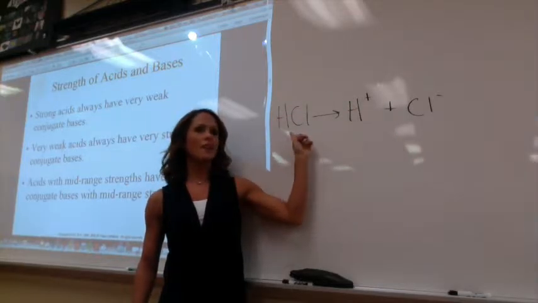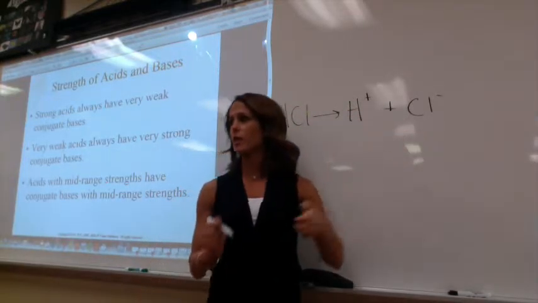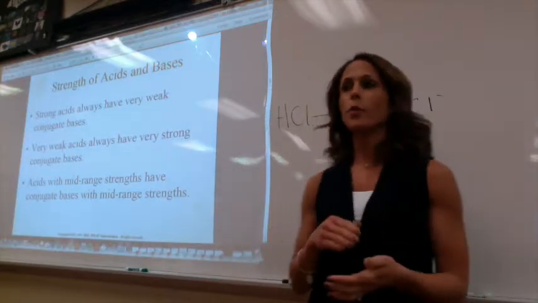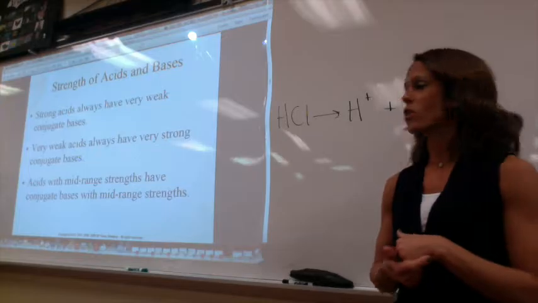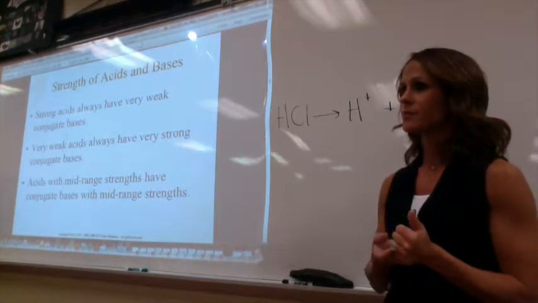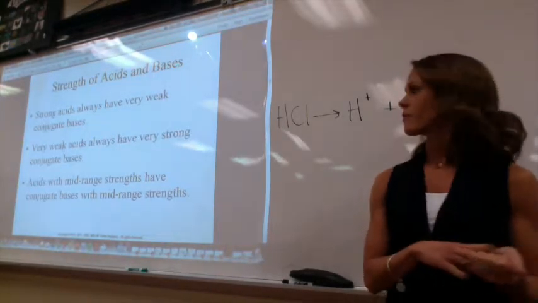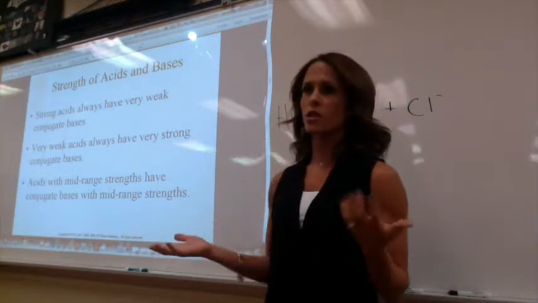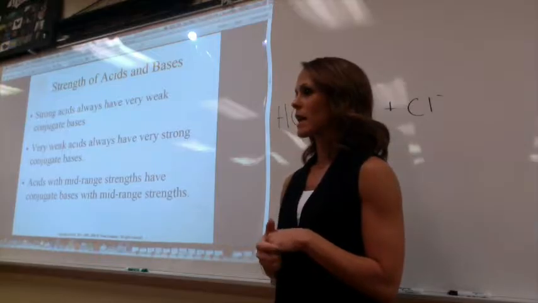So strong acids always have weak conjugate bases, otherwise they wouldn't be able to completely dissociate. And then a very weak acid will always have a strong conjugate base. And then acids with mid-range strengths have conjugate bases with mid-range strengths. So it just depends.